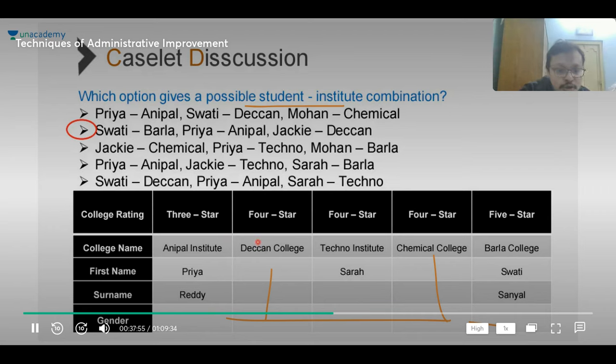Remember, we just have two things: Priya Anipal and Swati Bala. Unfortunately, Priya Anipal is there in four options, but the moment I see Swati Bala, which I did not solve but got from the Bala Sanyal question's options, that is why I say focus on using the options to solve the set as well. So Swati Deccan, eliminate. Sara Bala, eliminate. The answer has to be option B.